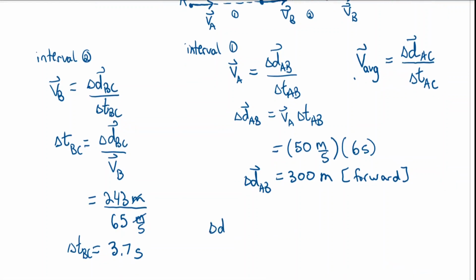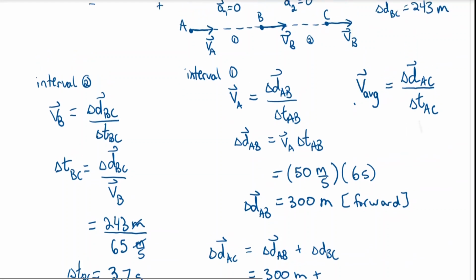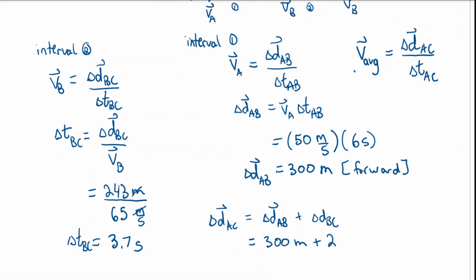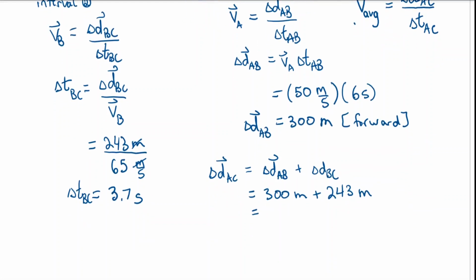Well, that's just the displacement of our first interval from A to B. And then we need to add our displacement in our second interval, so B to C. And when we add those together, we will get that displacement from our start to end. So we calculated our first answer here is 300 meters forward, and our second interval was given to us in the question as 243. So adding that together, we get 543. So that is our displacement. We've got that so far.